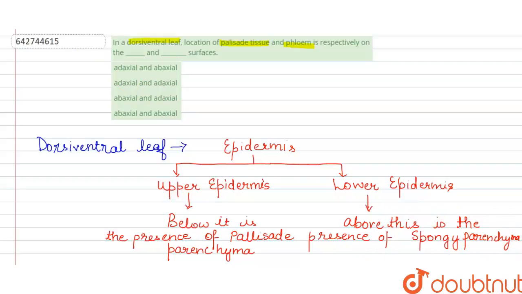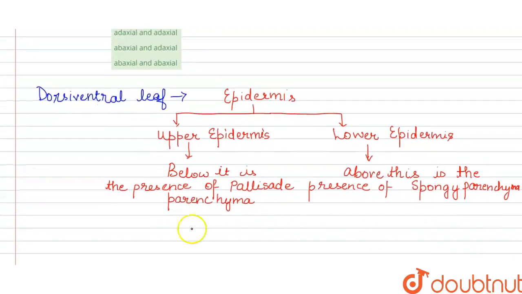So when we talk about the palisade parenchyma, this is 2 to 3 layered, with compactly arranged tubular cells, right? Which are rich in parietal chloroplast, right?